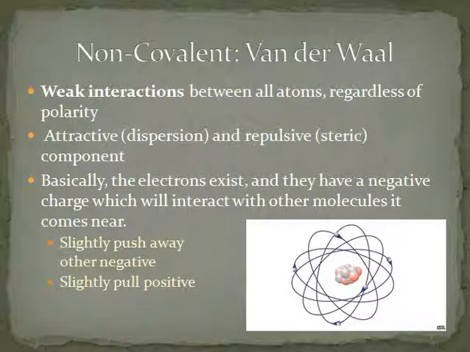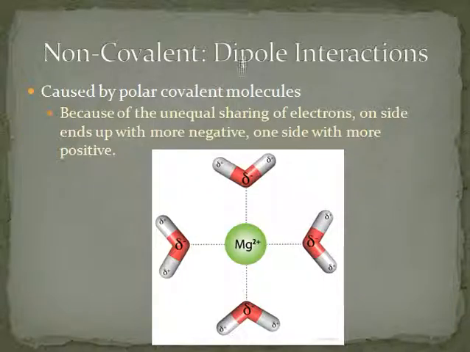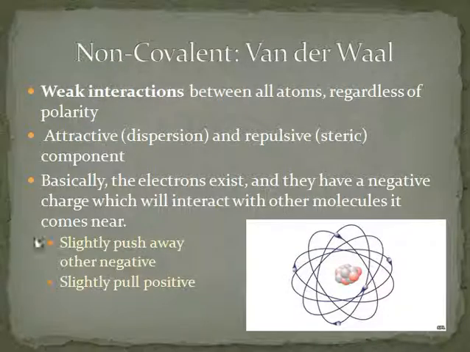Our last type of non-covalent bonding is van der Waals interactions. Now these are sort of vague interactions. They're very weak. They're weak interactions between all atoms, regardless of polarity. They're sort of like dipole interactions, only dipole interactions only occur when you've got a polar molecule. Van der Waals can happen with a non-polar.